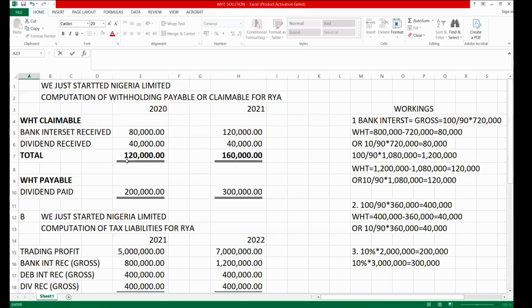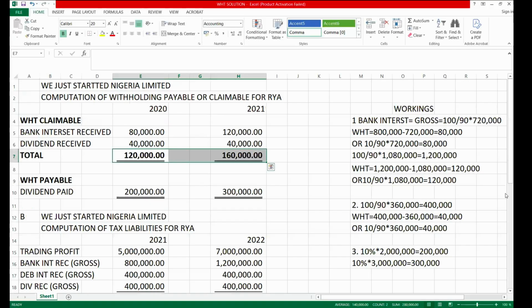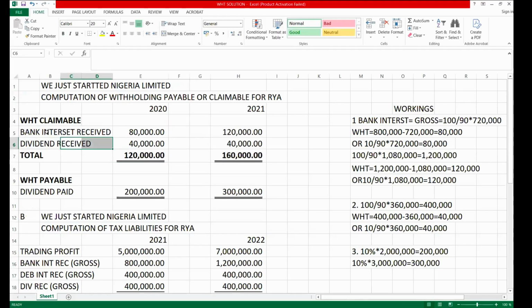120 and 160. But out of this 120 and 160, that is a franked investment income which we have eliminated here, because that income will not be subject to further tax liability. So the only one that will become claimable now is the one on bank interest. Only the one on bank interest will become claimable.